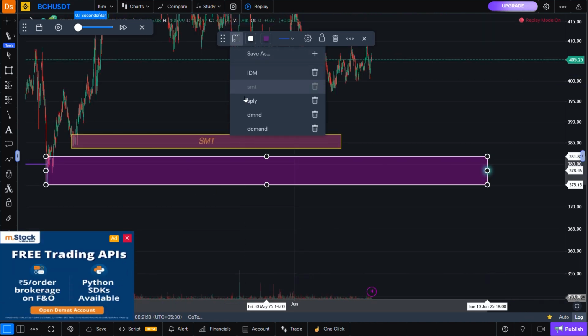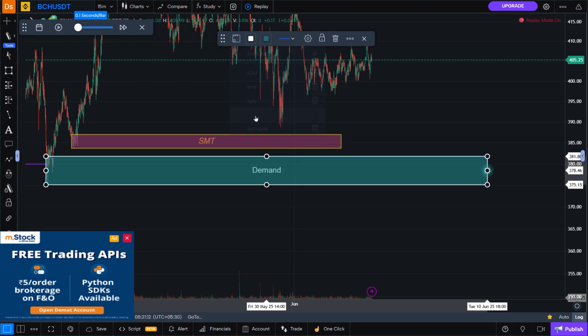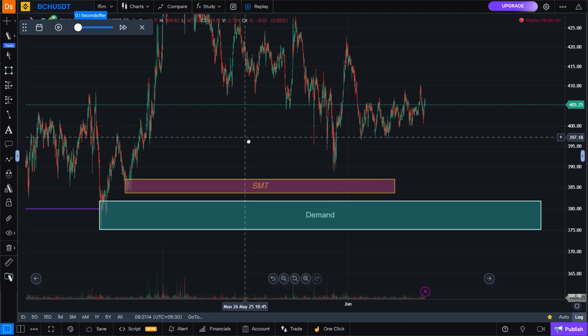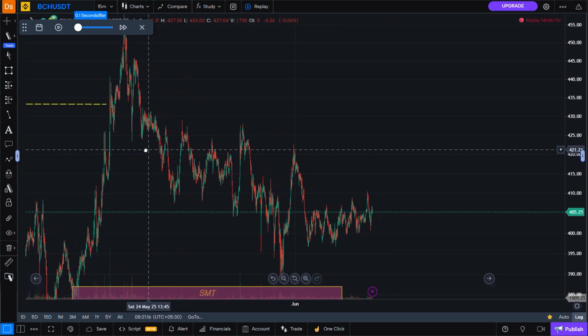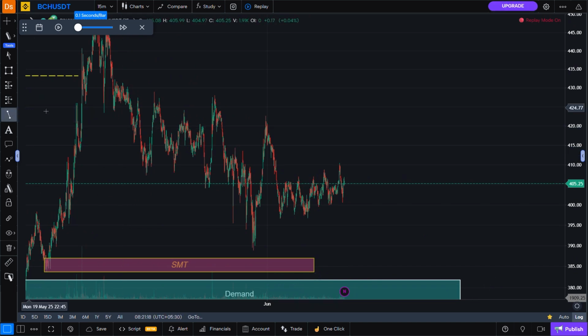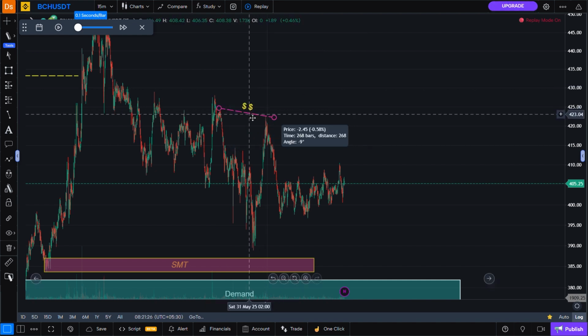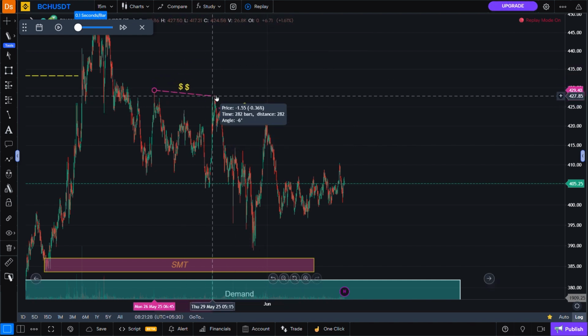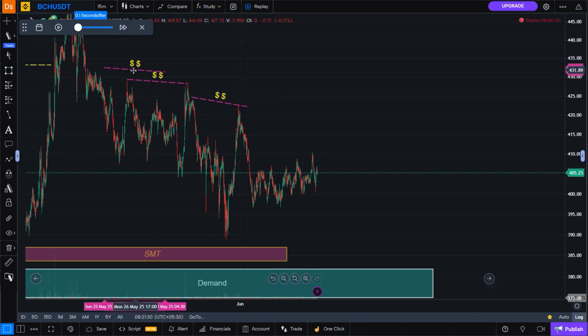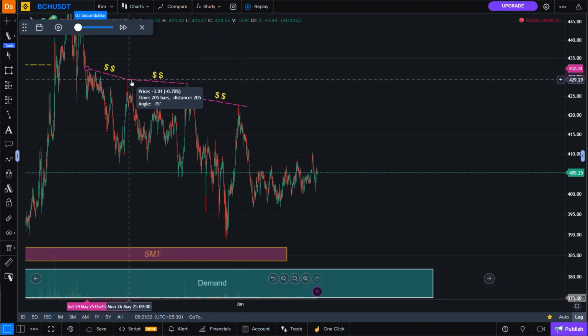Just above this point of interest, we spot a smart money trap. This is an area where retail traders get baited into long positions, but institutions are actually preparing for the opposite move. We zoom out and notice equal highs forming. That's a clear liquidity target for smart money. Even higher, we spot trendline liquidity forming. Perfect bait for breakout traders.